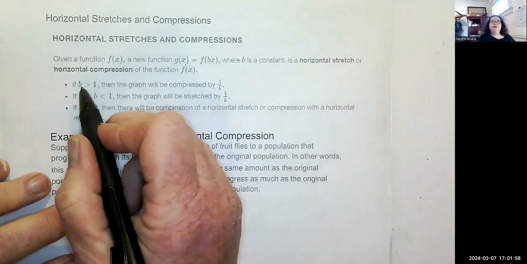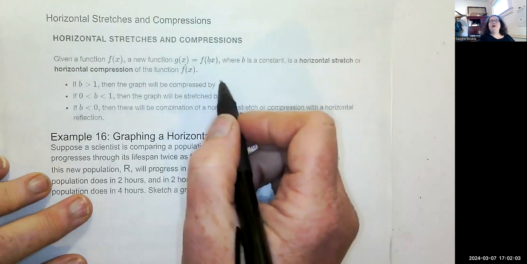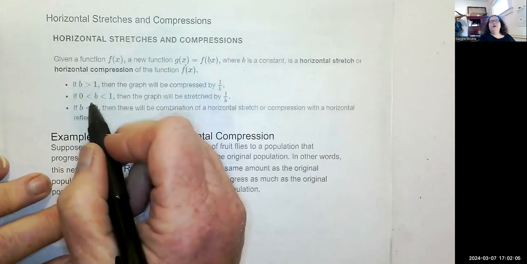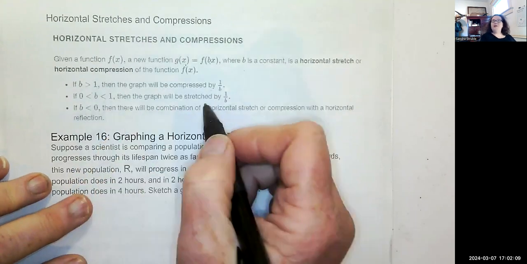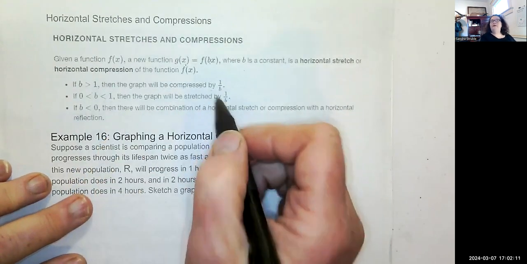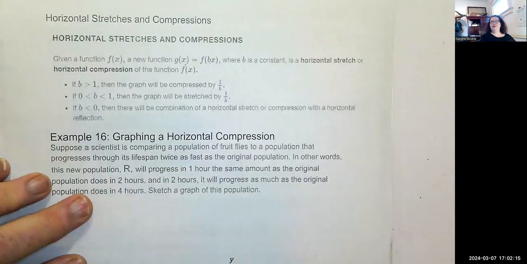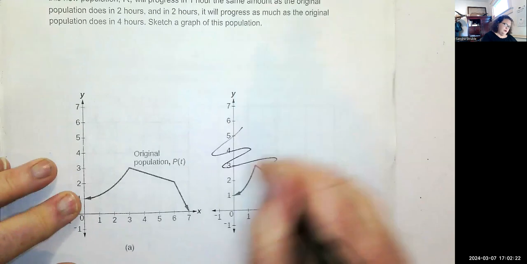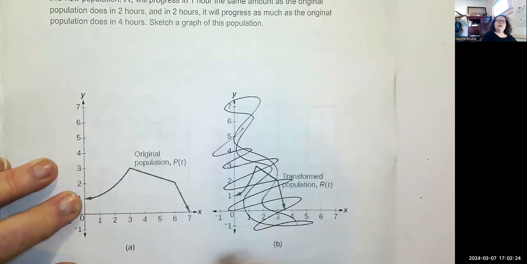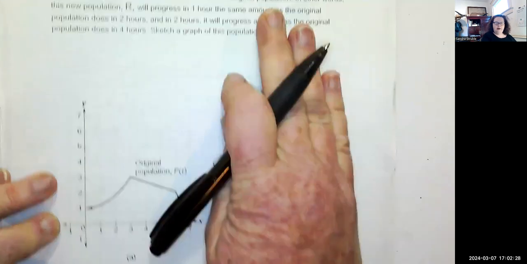If b is greater than 1, then the graph will be compressed by 1 divided by that b. If it's between 0 and 1, not including either, then the graph will be stretched by 1 divided by that b. If it is negative, then there will be a combination of horizontal stretches or compressions and a horizontal reflection. All right, so let's come down here and look at these. I am not going to look at this one at all. I want to just discuss if we're going off of this, what changes are going to happen.